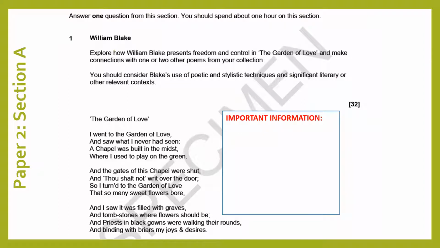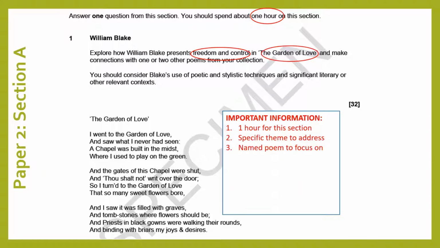Okay, so this is what a question from a typical Blake exam question would look like. So important information you should be aware of. First of all, you've got 1 hour for this section. It's not a lot of time to compare 2 poems. Every question will give you a specific theme to address. You'll get a named poem to focus on. You need to refer to 1 or 2 other poems. You won't get penalised for only referring to 1 other poem, as long as your connections and links are really good quality. But obviously being able to make links to more than 1 poem shows that you understand Blake's style more.